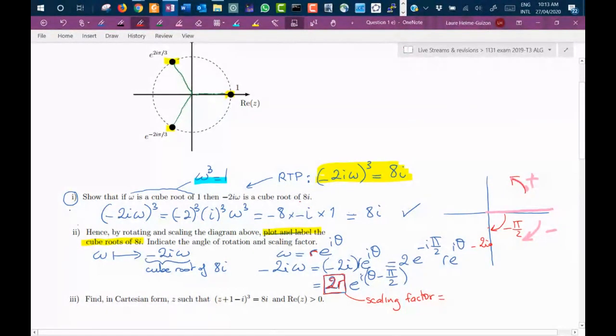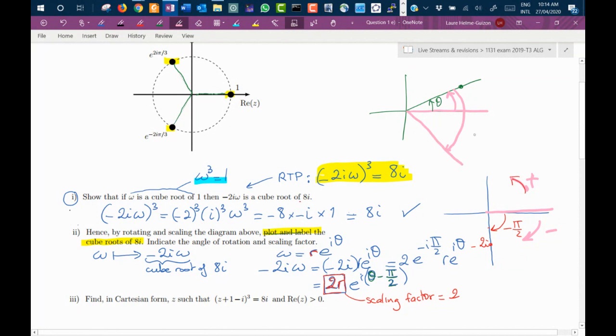Scaling factor asks you, by what number have the distances been multiplied? They have been multiplied by 2. When you go from r to 2r, the distances have been multiplied by 2. Now, the position of your point was given by this angle theta, and now you change it to theta minus pi on 2. So we always start here, and to go to the new position, we do theta first, and then minus pi on 2.